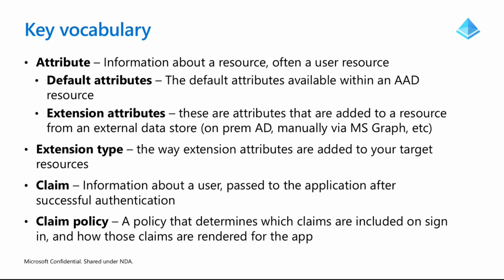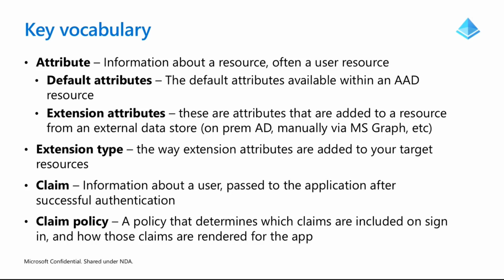Extension attributes are basically attributes that have been added by somebody in your tenant to a resource, usually from an external source, like on-prem AD, or you're adding them manually via MS Graph. And then extension type: you'll hear me reference different types of extensions. It's basically just the different ways that extension attributes can get added to a target resource.